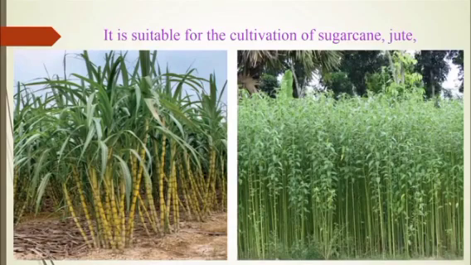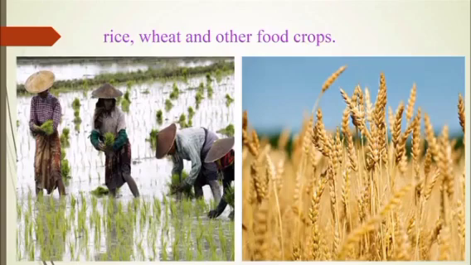It is suitable for the cultivation of sugarcane, jute. So, alluvial soil is suitable for the cultivation of sugarcane, jute. Here we can see the picture of sugarcane and jute, rice, wheat and other food crops. Here we can see the pictures of rice and wheat.